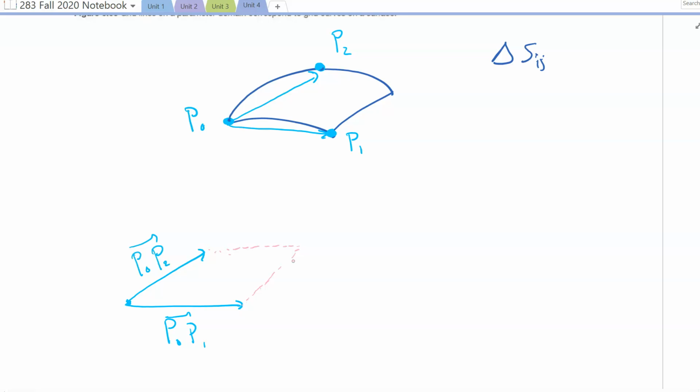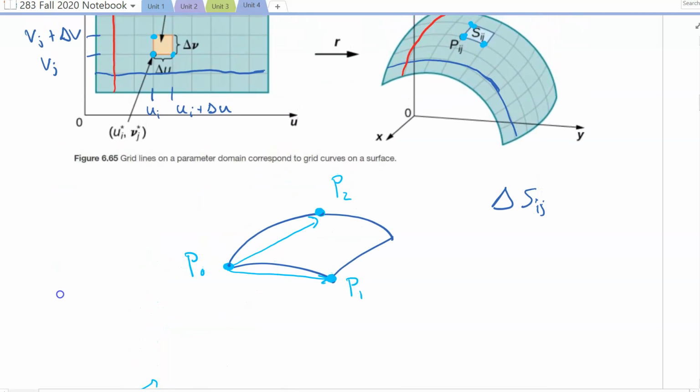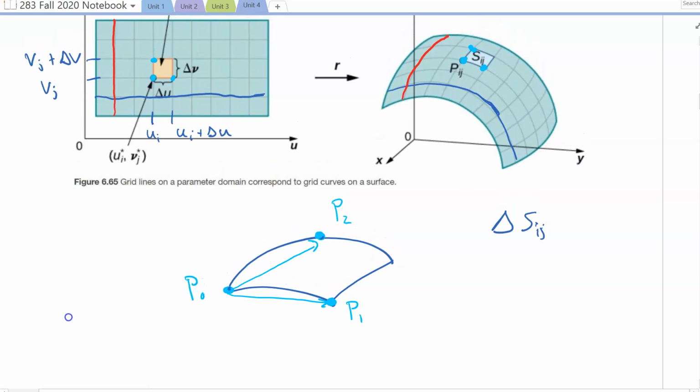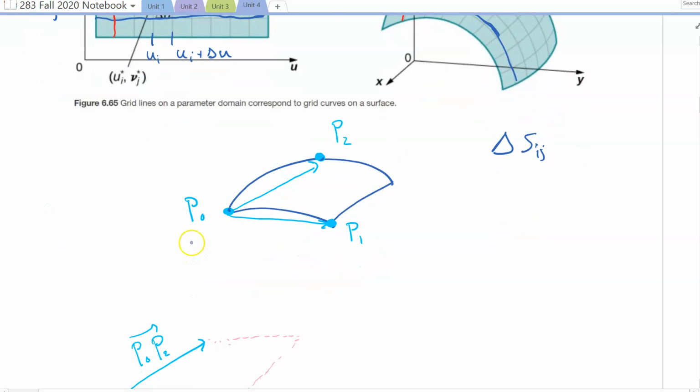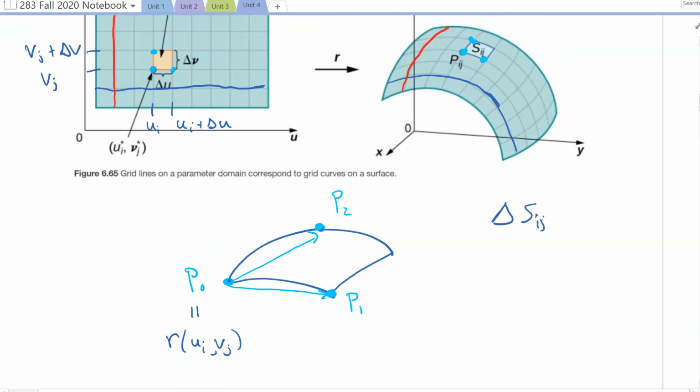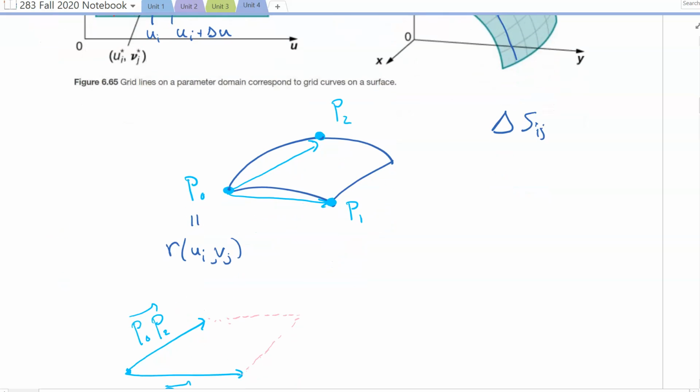All right, now let's write a little more detail about what these points are. The point P sub 0, remember, was the image under this parameterization of that rectangle. Well, the lower left corner is u sub i, v sub j. So P sub 0 we can write down in terms of the parameterization, it's r of u sub i, comma v sub j. P1 is the image of the lower right corner, and its coordinates are u sub i plus delta u, one step to the right, and then v sub j. So we could write this point as the image of the point u sub i plus delta u, comma v sub j.